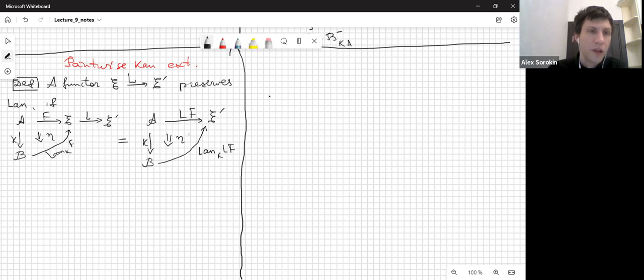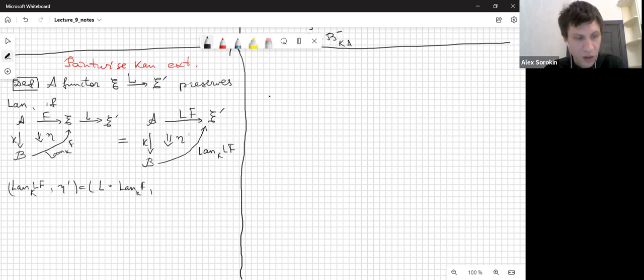So when we apply functor L to the Kan extension, we will have the Kan extension of L applied to functor F. Let's write it also the other way. So the left Kan extension along K of LF, comma eta prime, precisely is L composed with the left Kan extension of F along K, comma L eta, where L eta is a whiskering.